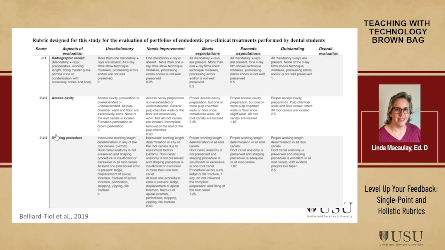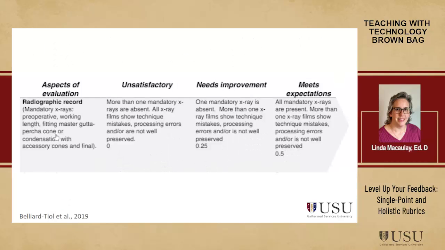Here is an example from literature. We realize that the text is tiny for this, so we're not going to make you read the whole thing, but we do want to make sure you notice some of the elements that make this analytic. So we're going to kind of zoom in on one portion of this rubric so that you can see there is a criterion of the radiographic record along the far left, and then the levels of performance are unsatisfactory, needs improvement, or meets expectations is the part we're showing. There's even more, but we just zoomed in a little bit.